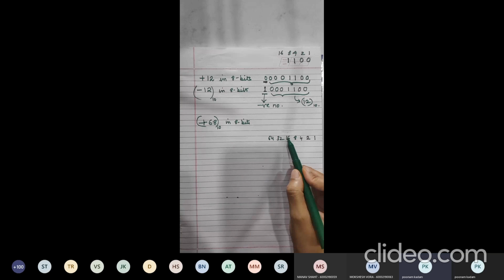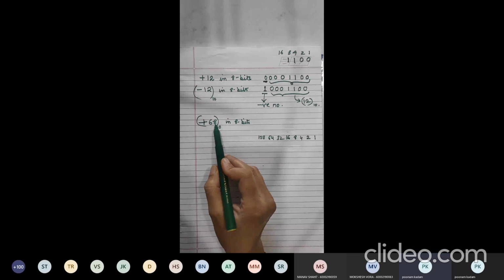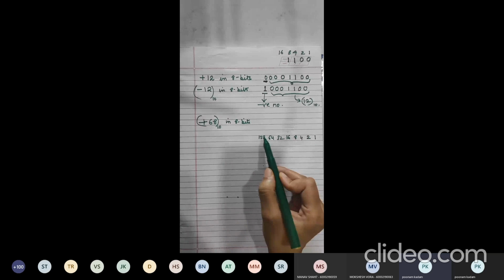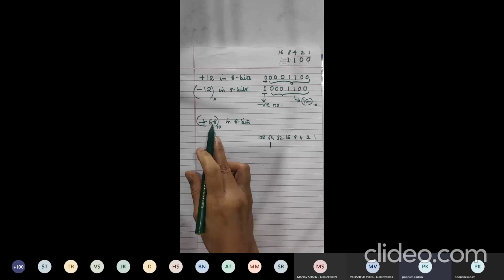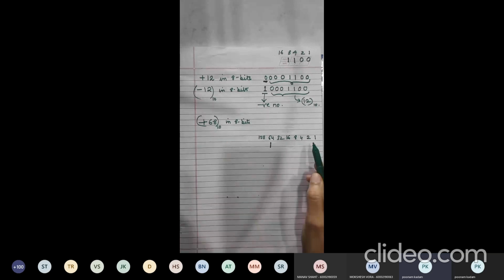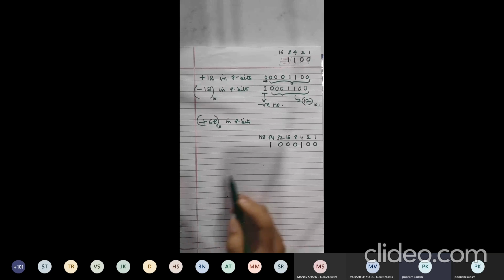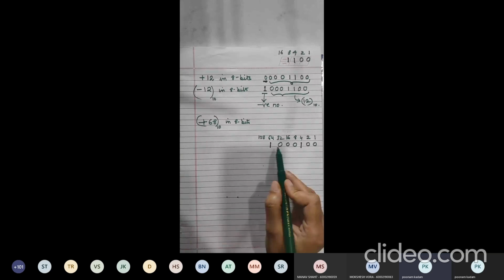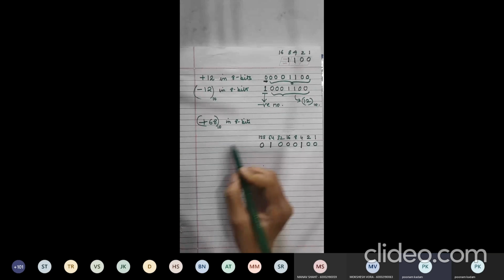Now let us put ones and zeros under the weights. So for 68, we'll put 1 under 64. 68 minus 64 is 4. So we'll write the next 1 under 4, and at all other places, let us put 0. So this is the binary equivalent of number 68. So plus 68 in 8 bits is 0, 1, 0, 0, 0, 1, 0, 0.